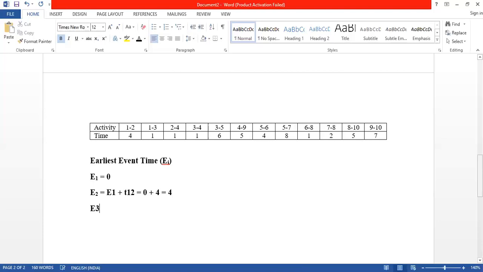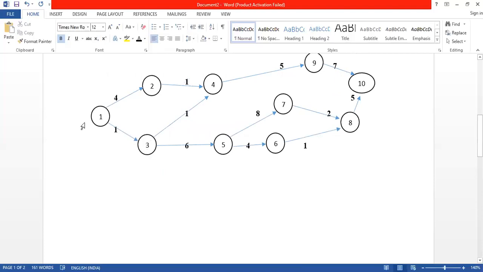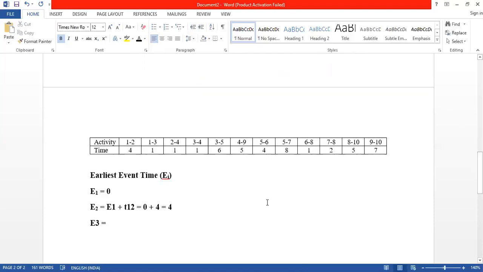Now E3. So let us see third event we can reach from 1. So it has to be E1 plus T13. It is E1 plus T13. So our E1 is 0 and T13 is 1. So it is 1.